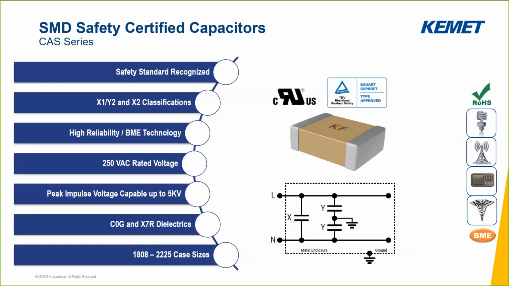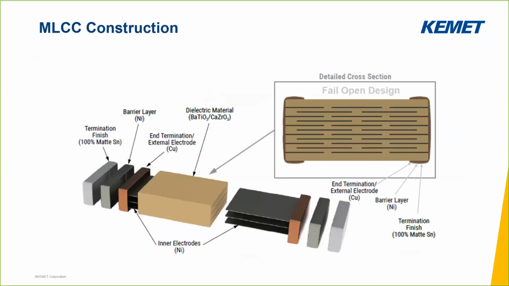These are high reliability BME technology, 250 volt rated with peak impulse voltages capable up to 5 kilovolts, available both in C0G and X7R dielectrics, case sizes ranging from 1808 to 2225. Now, safety certified capacitors available in these multi-layer forms are constructed using alternating layers of ceramic dielectric with metal electrodes, similar to other MLCCs. Each capacitor layer represents a single capacitor, and adding more layers adds more capacitance to the MLCC because they are in parallel.